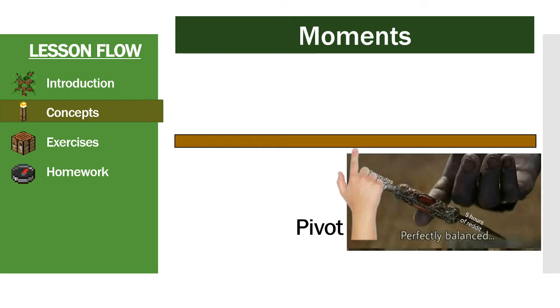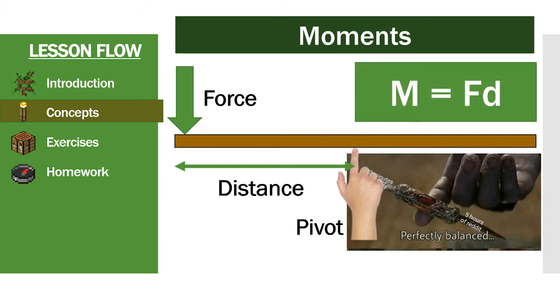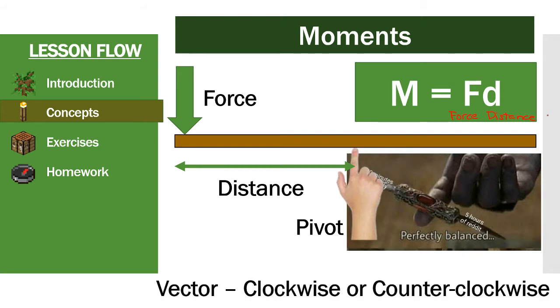And we apply a force at one side of this pivot point, and it is some distance away from the pivot or support. This will result in what you call a moment, which is equal to F times D. If you don't know what F times D is, F is equal to force, and D is equal to your distance. And because force is a vector quantity, we would also say that moment is a vector quantity. And it can be clockwise or counterclockwise.